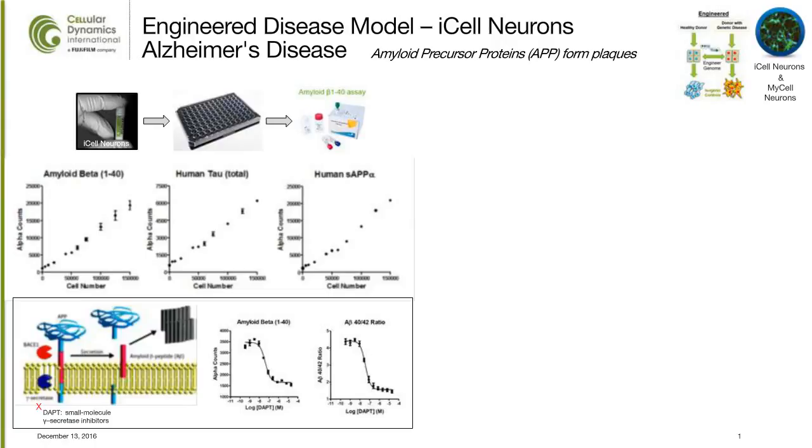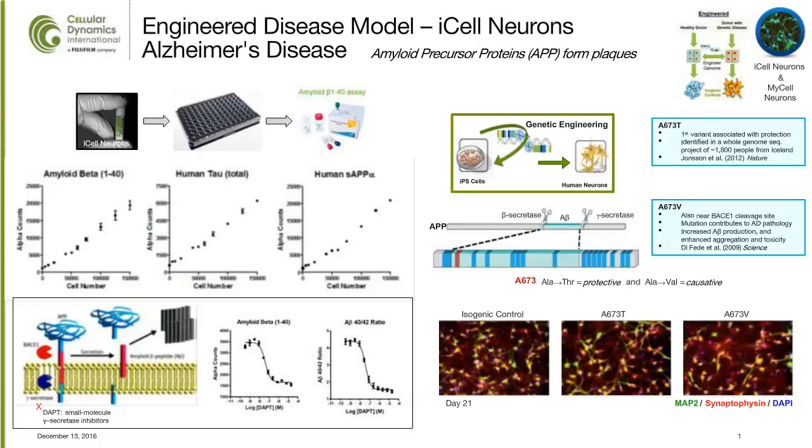Furthermore, if we compare the amount of amyloid beta protein levels, we can compare not only the 1 through 40 amyloid beta protein, but also the ratio of 40 to 42, which has been implicated in Alzheimer's disease. With a gamma secretase inhibitor, we can see a dose-dependent decrease in the expression levels of these proteins, which matches what we would expect to see in the condition.